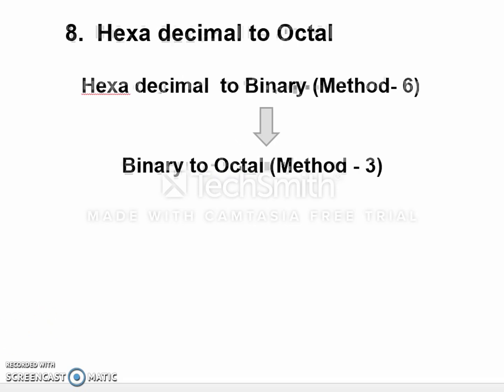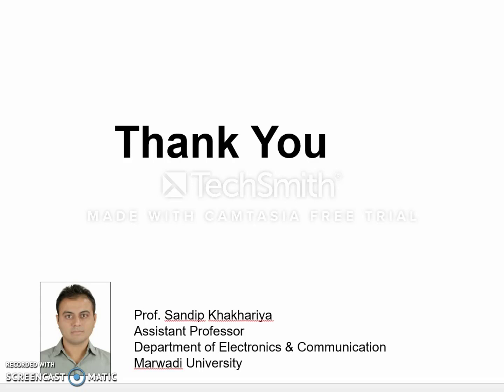Now the last method, that is hexadecimal to octal. To convert hexadecimal into octal, we need to convert the hexadecimal number into binary, which was discussed in method number 6, and then convert the binary number into octal, which was discussed in method number 3. So this is how we can convert a number from one number system to another number system.